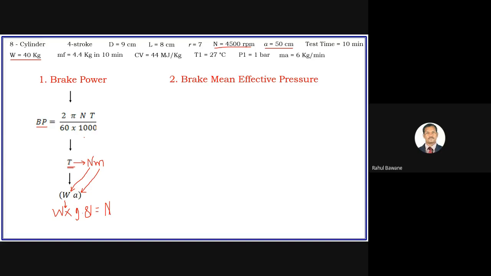Second, brake mean effective pressure. So we have to use the indicated power formula, but replacing IP by BP. So here we put a brake power. So pressure will be, definitely area will be pi by 4 d square.